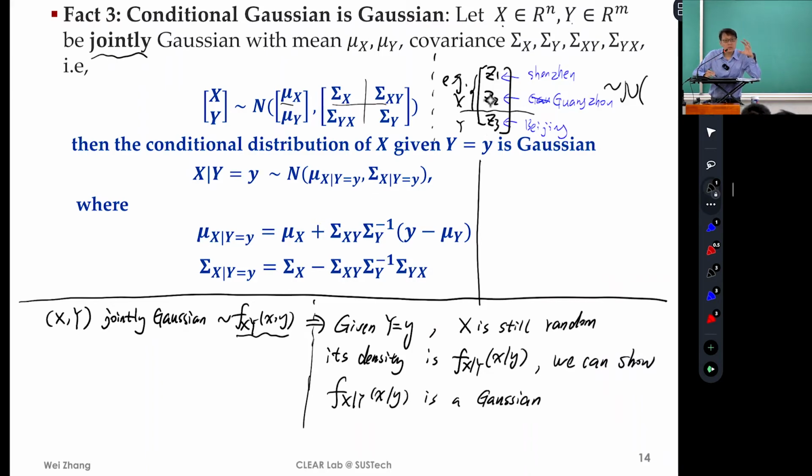These three variables, when I specify z equal to a fixed number, I can find the conditional density of x given y. And that density function turned out to be also in a Gaussian form. That's what I mean by conditional Gaussian is Gaussian. If you want to check whether anything is Gaussian or not, you just need to check whether its density function is in the form of Gaussian or not. Okay, I hope that's fine, right?